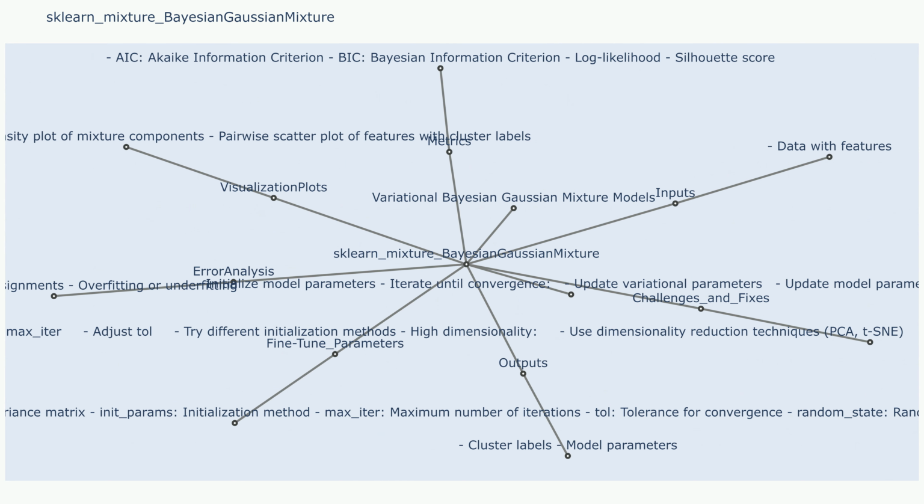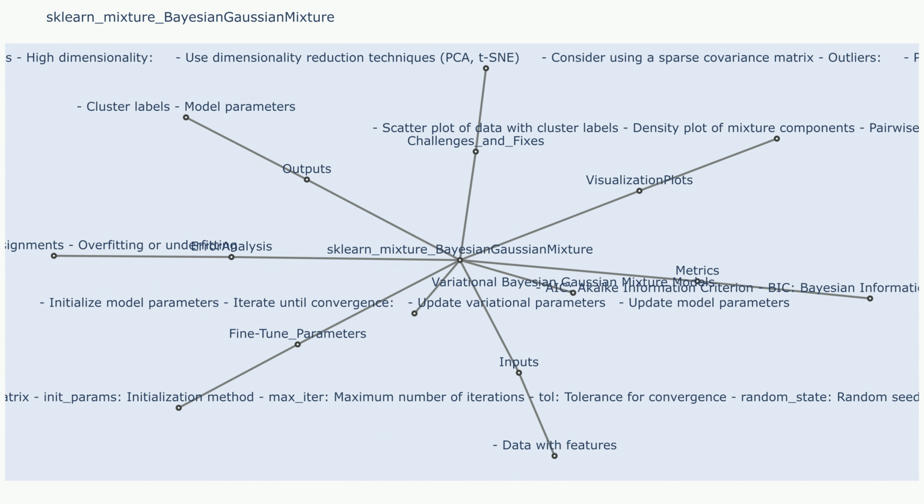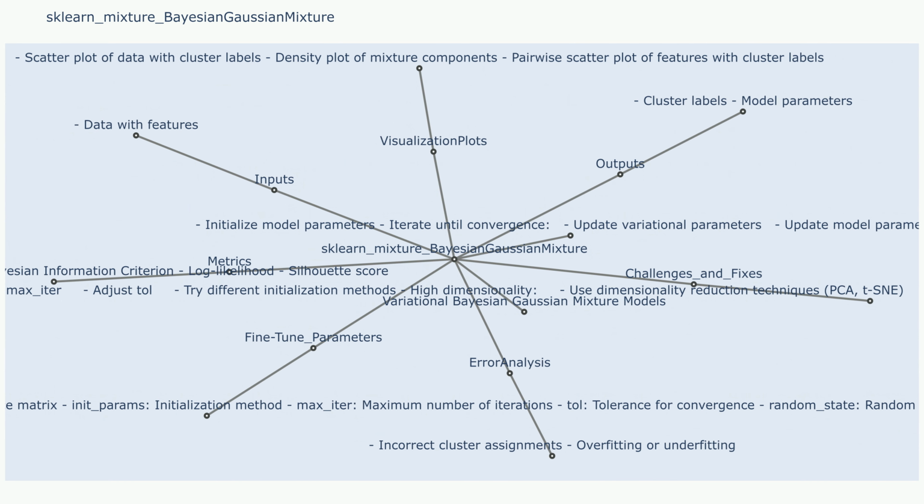Consider using a more efficient algorithm for fitting the model, such as the variational Bayes method. Challenge 3: handling data with different scales. Sample use case that resulted in Challenge 3: a data set with features having vastly different ranges, which can negatively affect the model's performance. Fixes to Challenge 3: standardize or normalize the data to ensure that all features have a similar scale. Experiment with different covariance structures to accommodate the potential differences in feature scales.